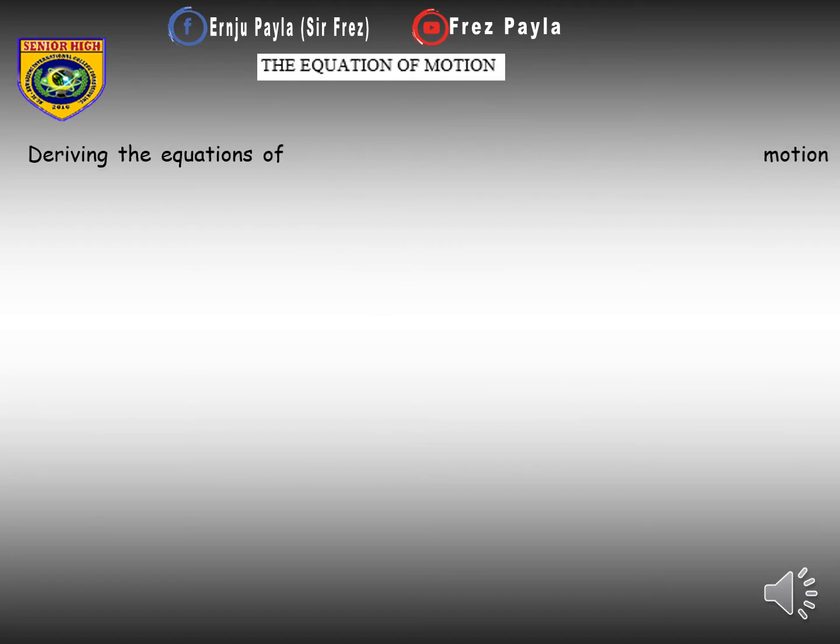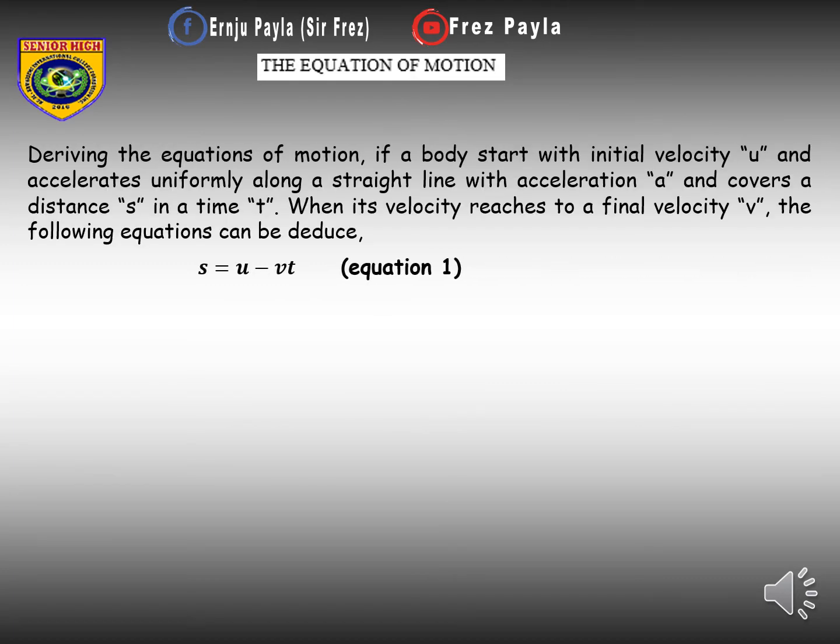The equation of motion. Deriving the equation of motion if a body starts with the initial velocity u and accelerates uniformly along a straight line with acceleration a and covers a distance s in a time t when its velocity reaches the final velocity v. The following equations can be deduced.